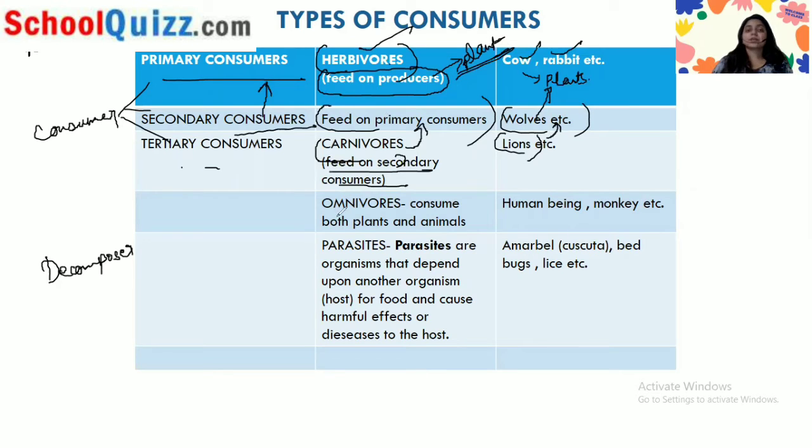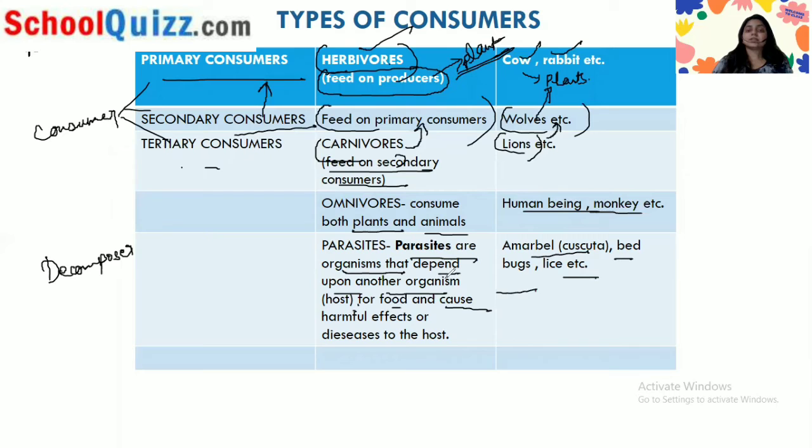Okay. Now next the omnivores. So they both consume plants and animals, like human beings, monkey, etc. Okay. And what are the parasites? Parasites are the organisms that depend upon another organism, who is called the host, for food and cause harmful effects or disease to the host. So the example is amoeba, bed bugs, flies, etc.